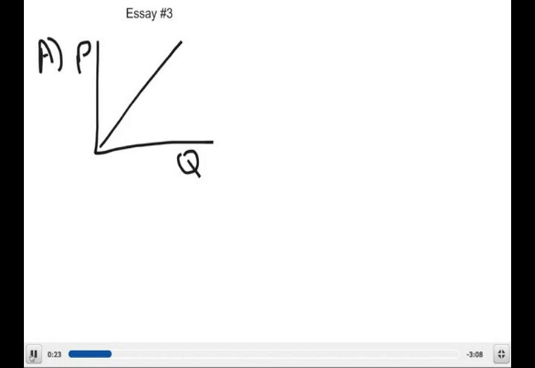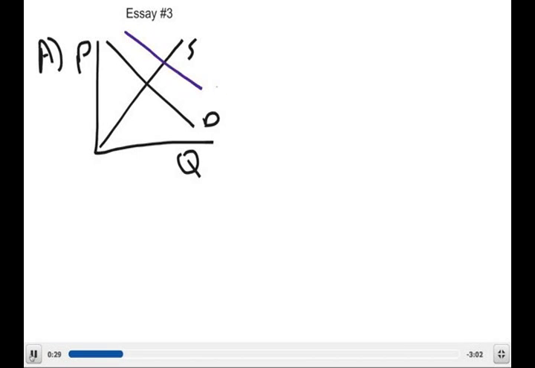All right, and number 3 here, it says for each of the following simultaneous changes in demand and in supply for product A, graph the effect on equilibrium price and equilibrium quantity. And so first we need to look at the one for letter A there and draw our supply and demand. So there's our price and our quantity, our supply and our demand.